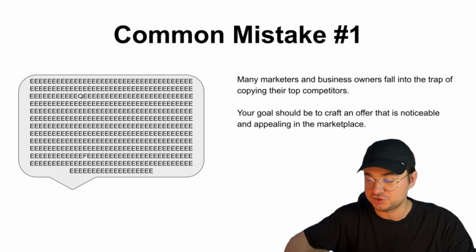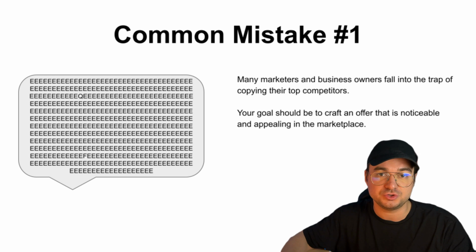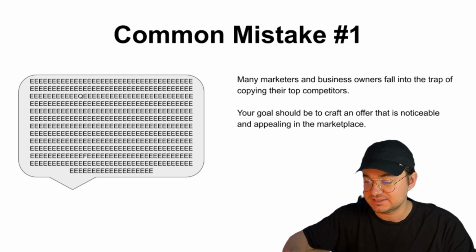But there is also a hidden letter F in there. It's not so easy to see. Maybe you noticed after I told you, but generally it takes people much longer to notice an F than a Q. When it comes to your competitor analysis, your goal isn't to turn your product into an E or even an F. Your goal is to craft a Q, which is something appealing and noticeable in the marketplace.